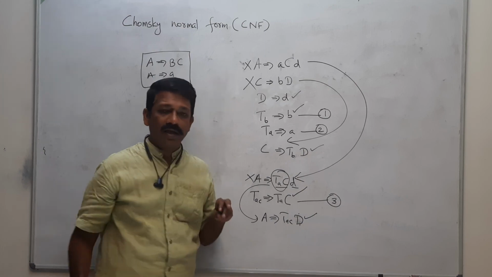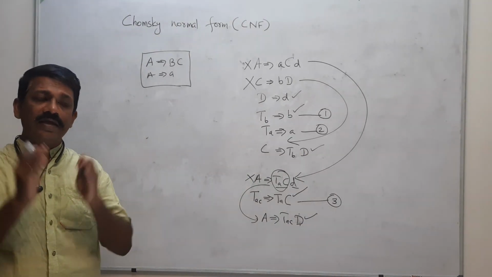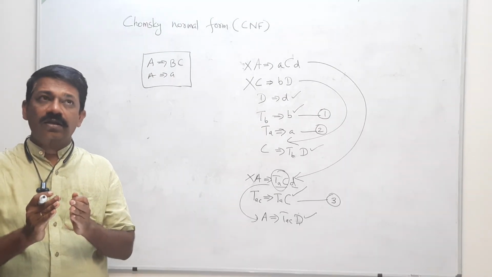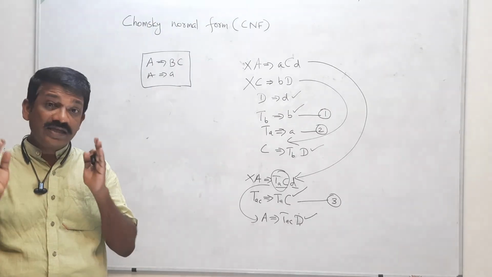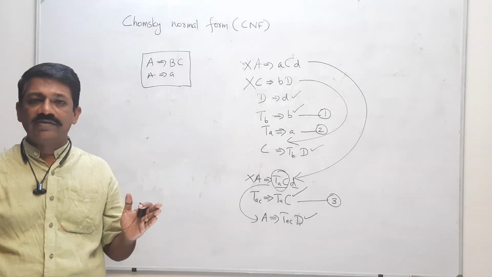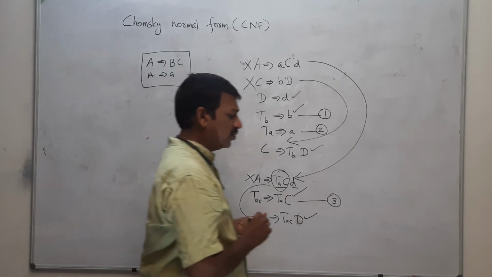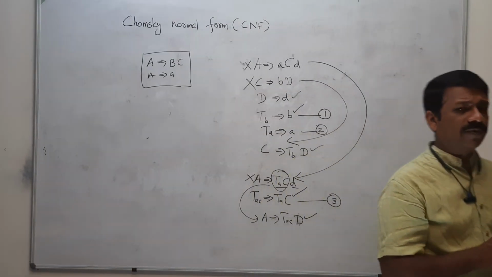Anyway, you should remember this thing. That means the right hand side is either a single terminal or two non-terminals side by side. So we should know that. So that is all about Chomsky normal form grammar.